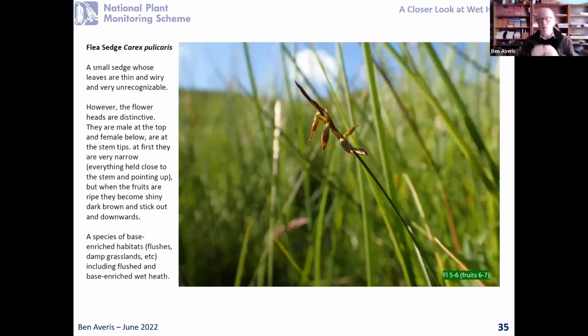But then the flowers, the tips of the stems are very distinct. The whole thing is very narrow and it points upwards when it first comes out. But then those fruits bend gradually out and down, and they jump off the stem. When they're ripe, if you touch them coming up from the stem like that, suddenly they jump off like fleas. It's quite fun. So it's a very good indicator of base enriched flushing.